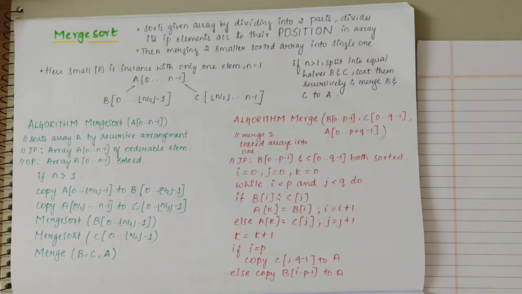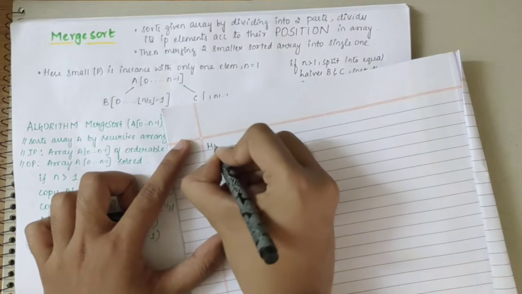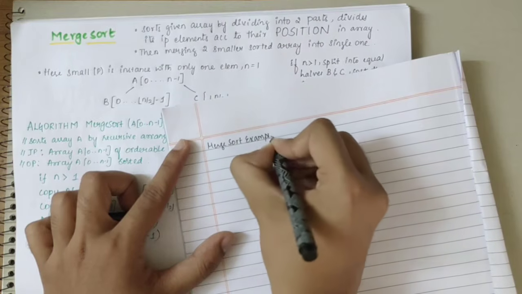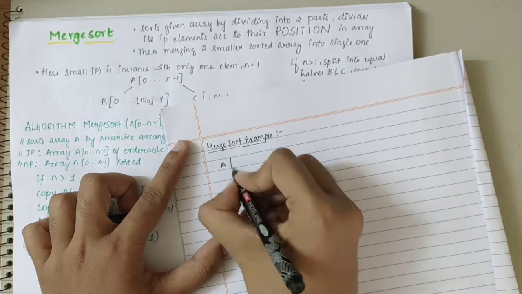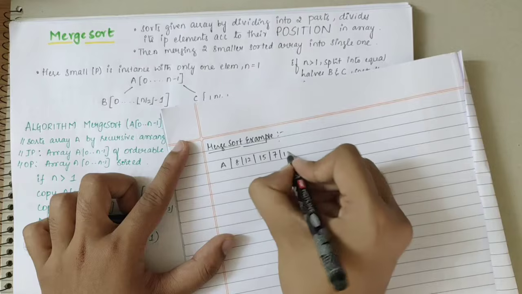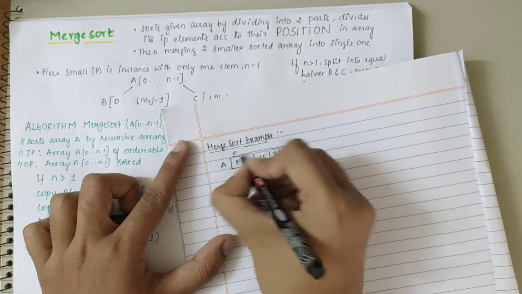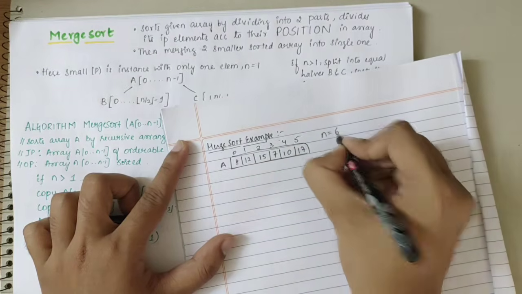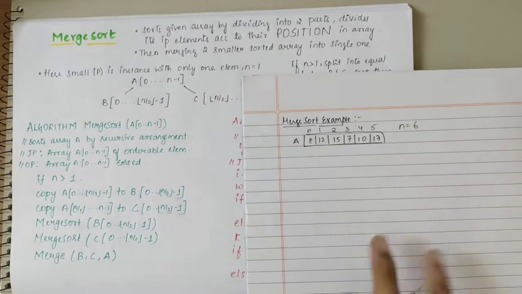So let's look into an example. Let me write the example here. This is a merge sort example. I'll take an array of elements 8, 12, 15, 7, 10 and 17. I'll write the indexing. There are totally 6 elements here. So initially, we'll look into this part. Is n greater than 1? Yes, n is greater than 1.